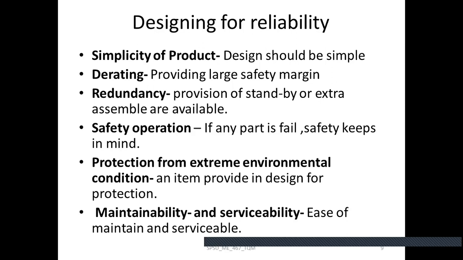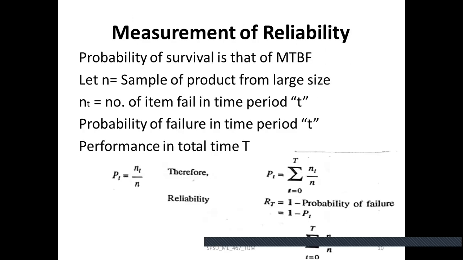Next is protection from extreme environmental conditions, and items are provided in the design for this protection. For example, a shock absorber is provided in any machine or device. And next is maintainability and serviceability. Any product should be easily maintained and easily serviceable. Now the next slide is on the measurement of the reliability.